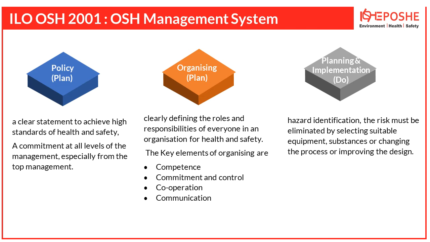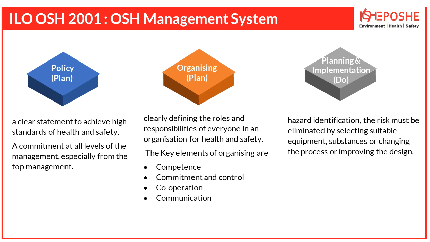Organizing. An important element of health and safety management system. Roles and responsibilities must be clearly defined for everyone in the organization. There must be visible leadership from senior management to support the health and safety management system, to set an example for lower-level employees to work safely.